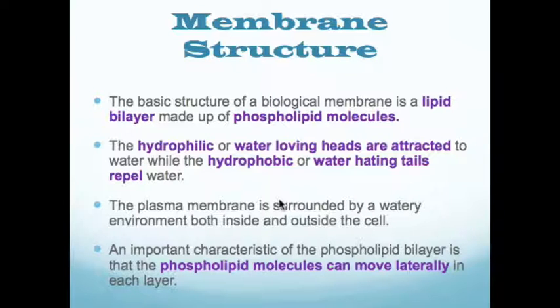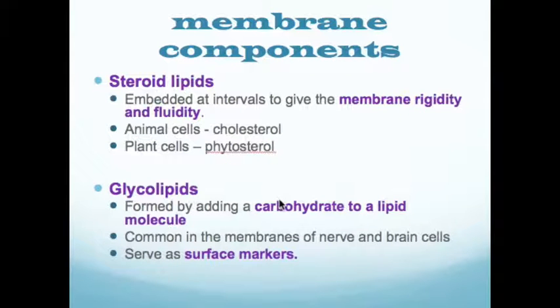So the way the phospholipid keeps its integrity and fluidity is the addition of other substances such as proteins and cholesterol. So in the membrane, we don't just have phospholipids, but we have steroid lipids, such as cholesterol in animals and phytosterol in plants. This gives the membrane its structural rigidity and fluidity, and an ability to maneuver or move in response to the environment.